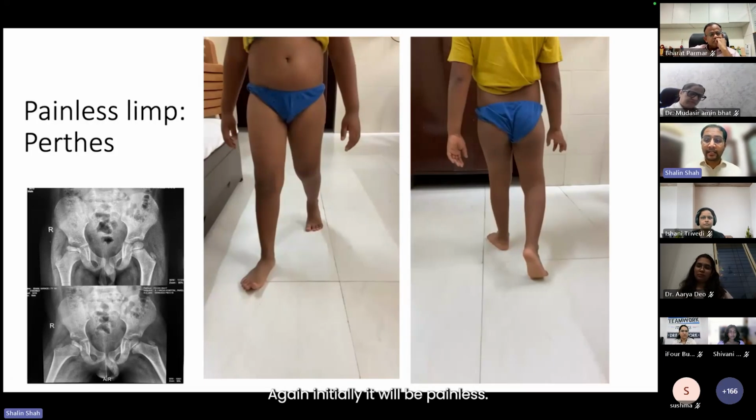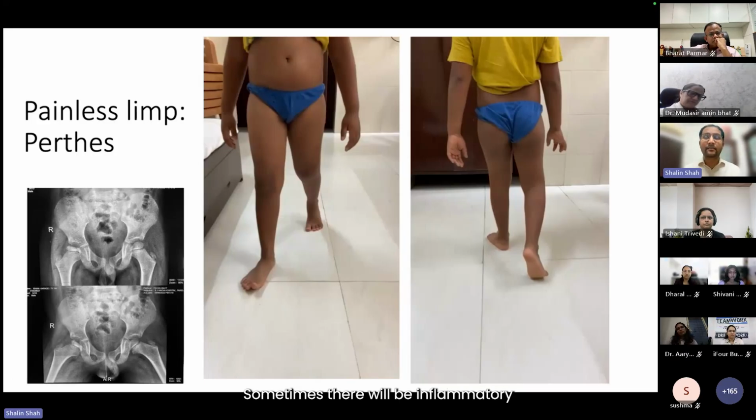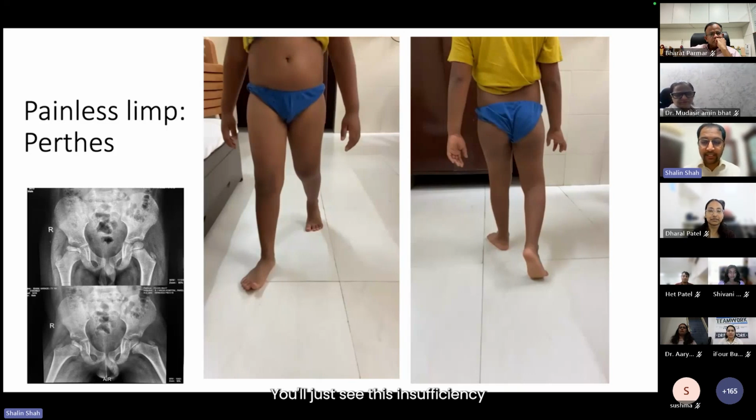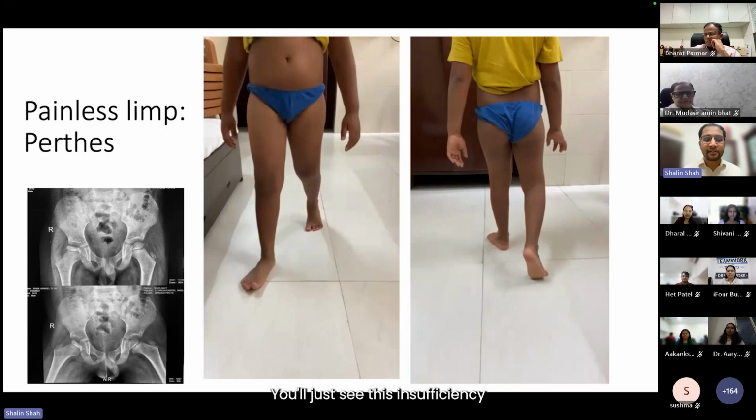Again, initially it will be painless. Sometimes there will be an inflammatory flare up, which is where they will have a complaint of pain, and which is where they may present at some stages. But otherwise, Perthes itself also is a painless limb. You'll just see this insufficiency of the abductor lever arm on one side.